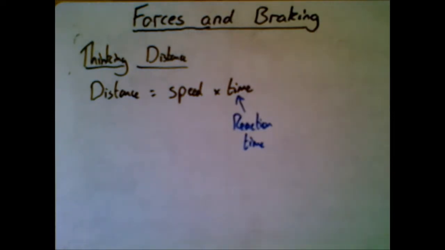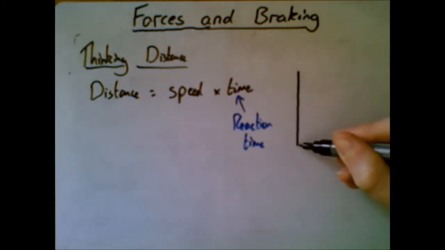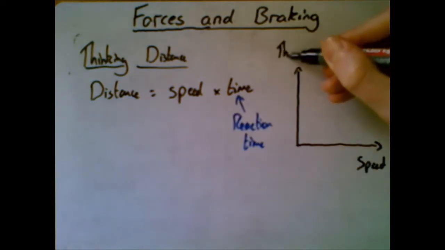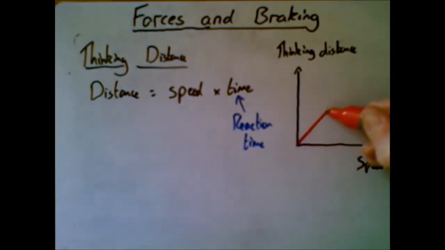And so if you actually were going to draw a graph of thinking distance against speed, so if we have speed here, and then we have thinking distance on the y-axis, I just said, didn't I, that doubling the speed doubles the thinking distance. Now, when you've got 0 speed, you're going to have 0 thinking distance. So that's therefore going to be a straight line going through 0 like that. And we can use the term directly proportional.